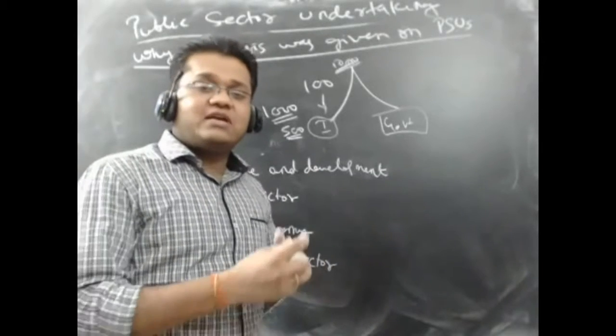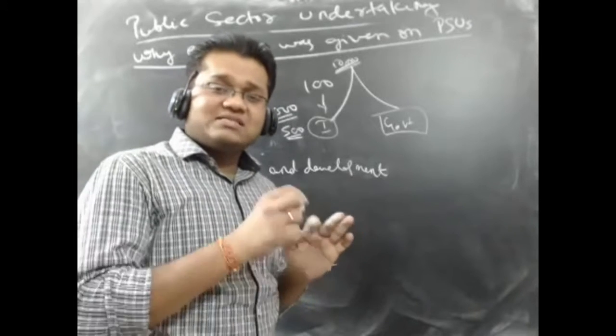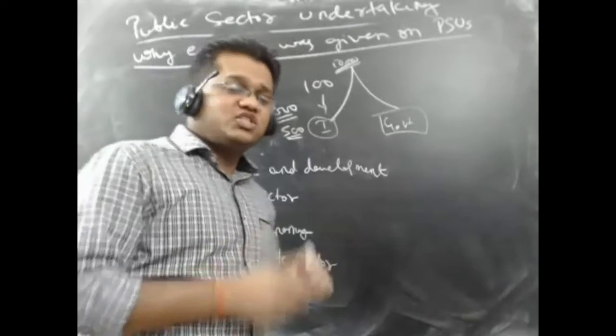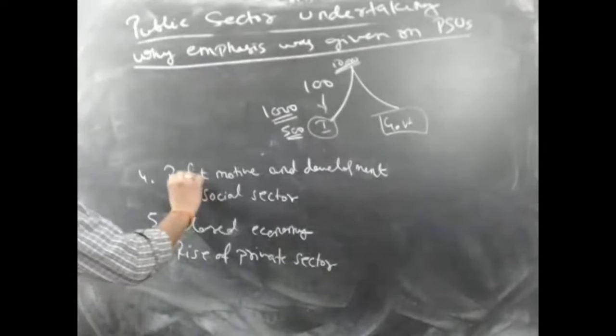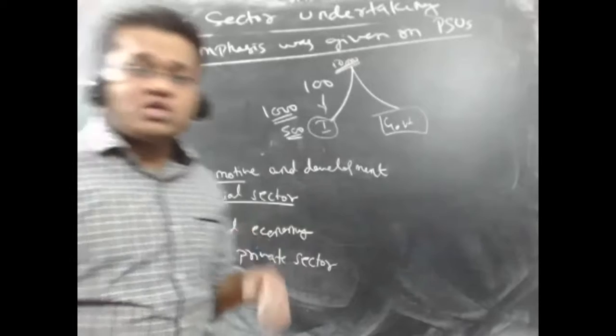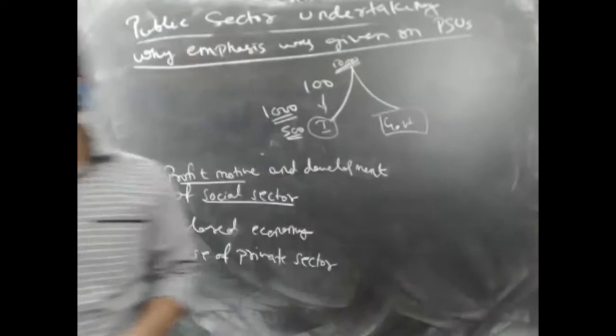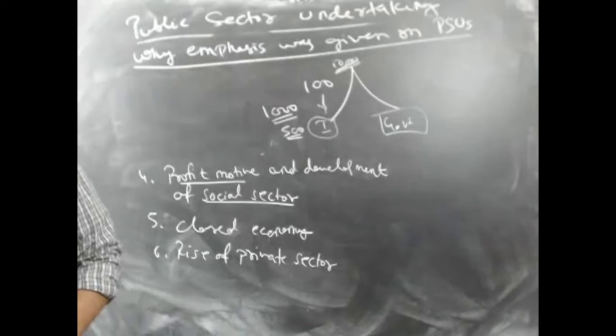So they try to tackle two things by becoming the producer. First, they will corner the profit. Second, they will make the good available at a cheaper price. So that's why I've written the point, profit motive and development of social sector. That is, producing or making goods available to people at a subsidized price. Is it clear?